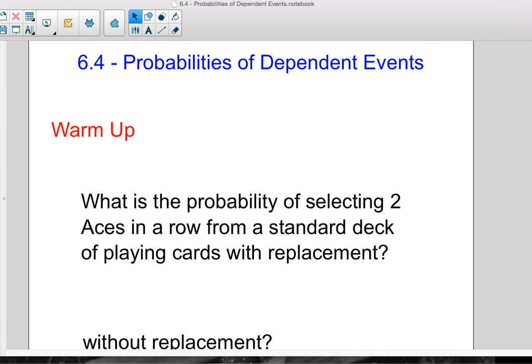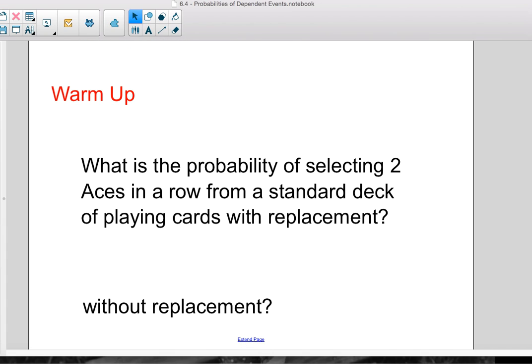So, quick warm up, if you want to pause the video: I want to know the probability of selecting two aces in a row from a standard deck of playing cards with and without replacement.